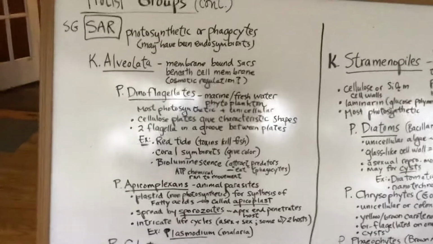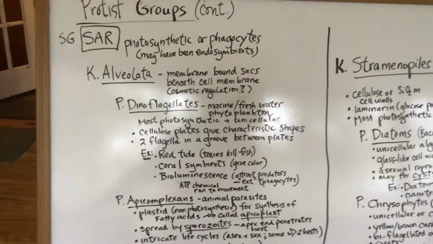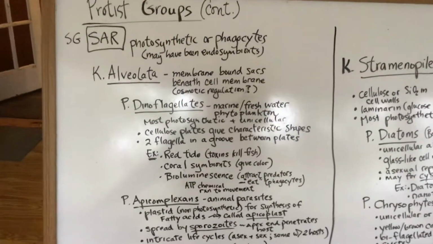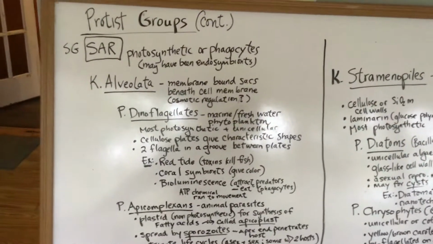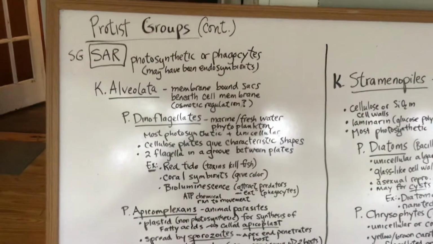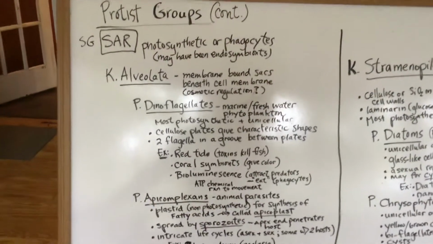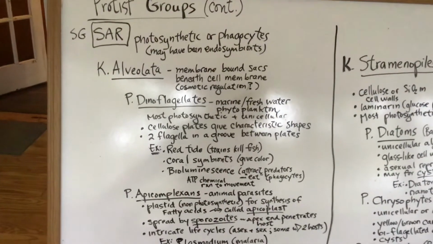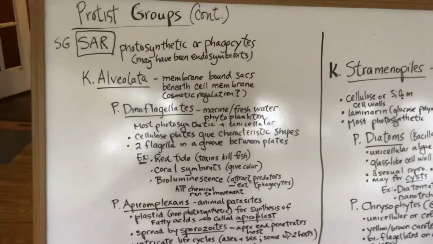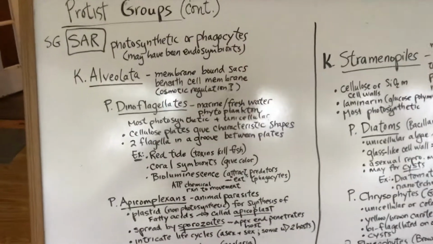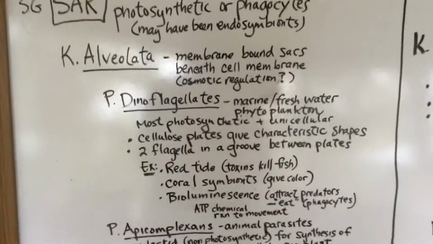So dinoflagellates are marine, or they can be freshwater, and they're photosynthetic, and they're called phytoplankton. Phytoplankton is just a general name given to any unicellular or small organisms that are in the surface of the ocean or freshwater, but a lot of times they're photosynthetic. And these guys, I already said they're unicellular. They have cellulose plates, and those cellulose plates give them characteristic shapes.